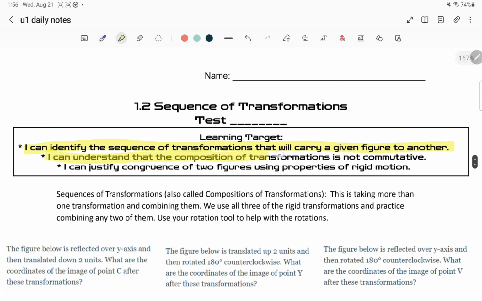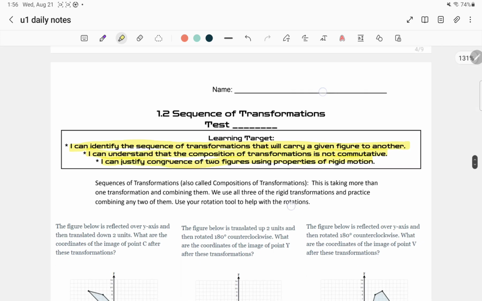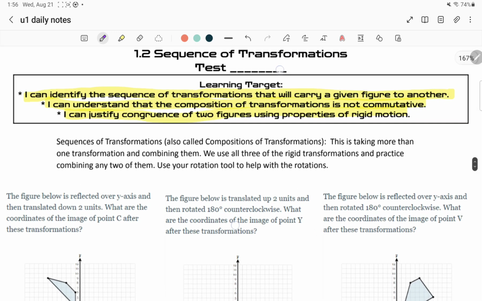Second, I can understand that the composition of transformations is not commutative, and I can justify congruence of two figures using properties of rigid motion. So that second one is, I can do it right here.